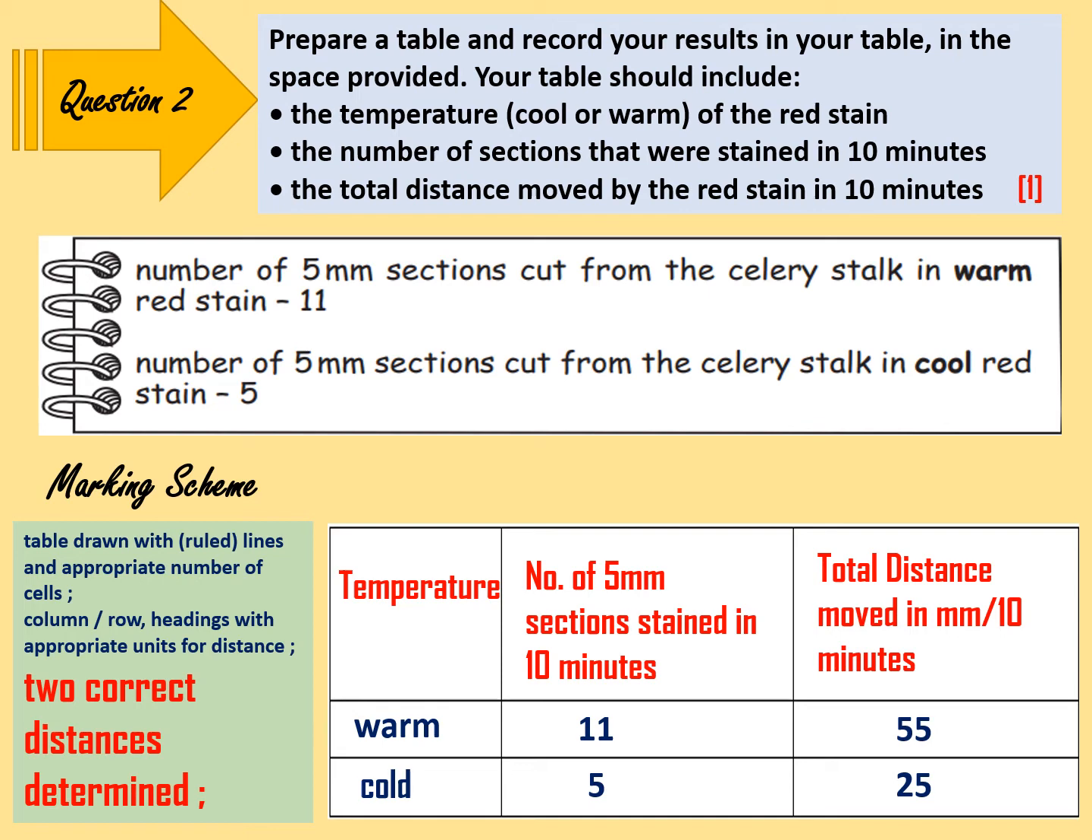And the third mark is for correctly plotting the data. For example, 11 multiplied by 5 is equal to 55. So this will give you the third mark. So this is the total for the 3 mark question.